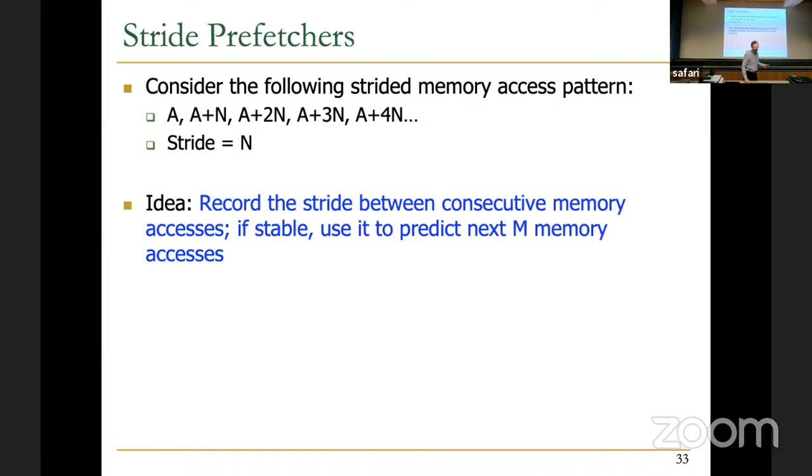Basically, the idea is to record the stride between consecutive memory accesses. If it's stable, use it to predict the next M memory accesses. And there's now another parameter, right? If it's stable, so you need to have some confidence. So a prefetcher may have some inertia to start prefetching, or a warm-up period, right? You basically see the stride the first time. You say, okay, let me record it as I've seen the stride, but I'm not going to prefetch yet. Now, if you see the stride again, oh, okay, it's building confidence. And usually you build some confidence before you start prefetching because the stride may not be stable, right?